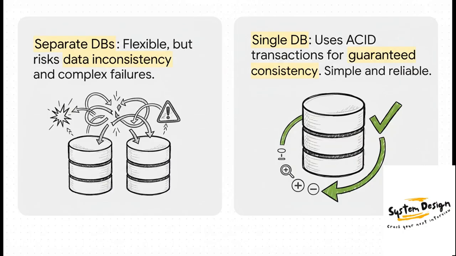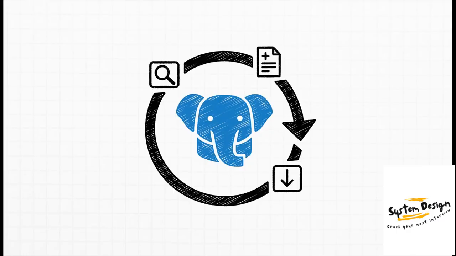The other option is to use a single, reliable database like Postgres and use something called an ACID transaction to wrap the whole operation together. It makes it atomic, meaning either the whole thing succeeds or the whole thing fails as if it never happened. Now, here's a pro tip for any system design interview. When in doubt, always go for simple and correct.